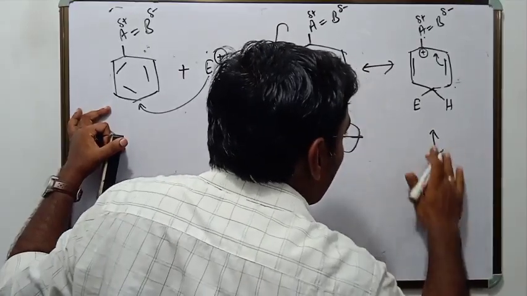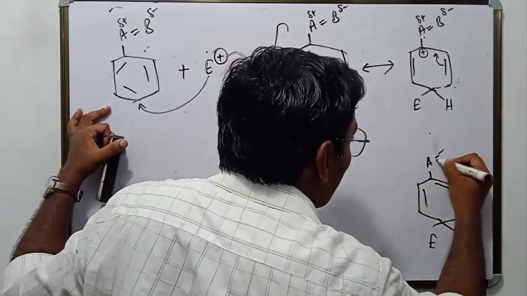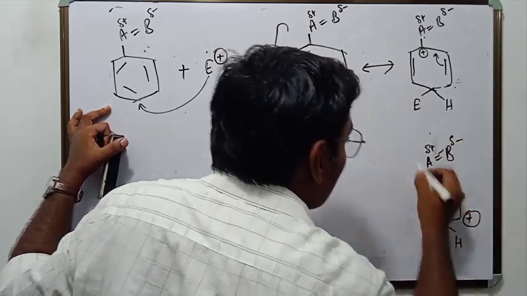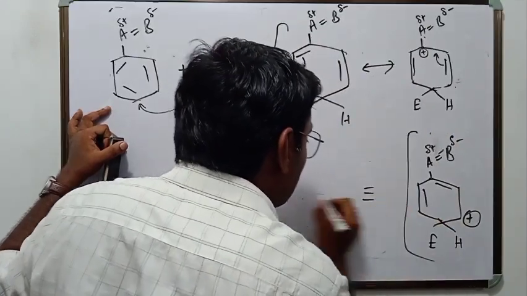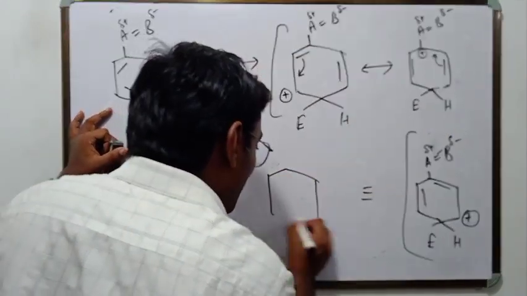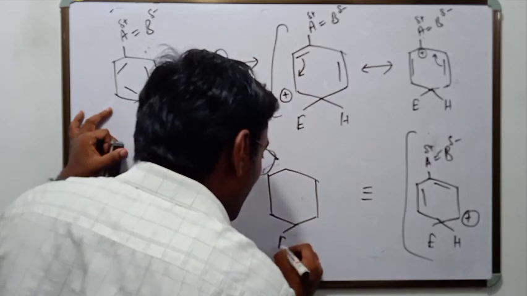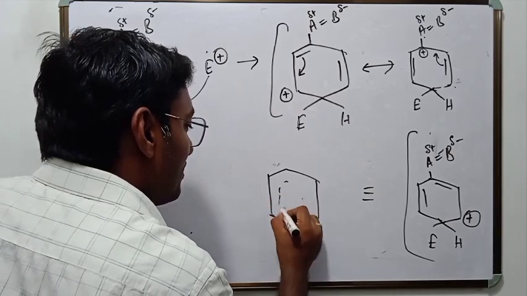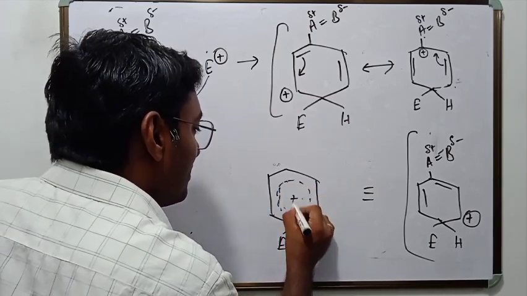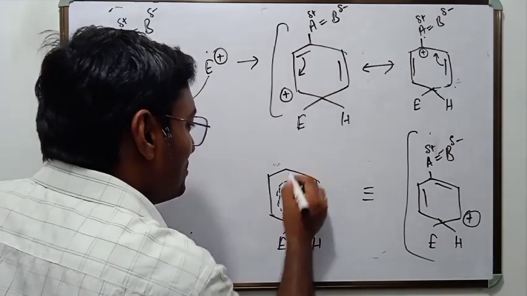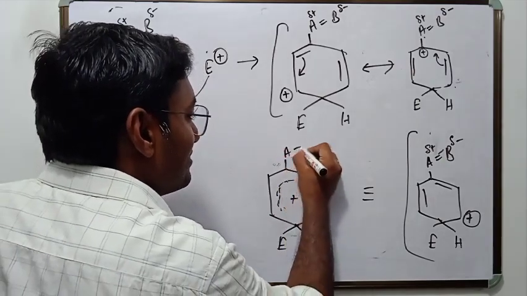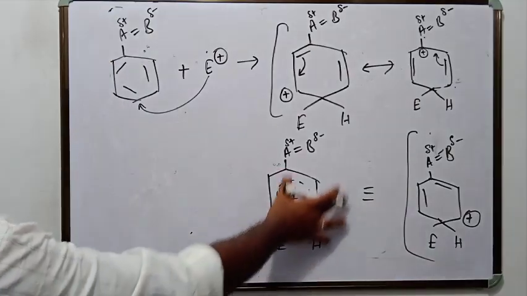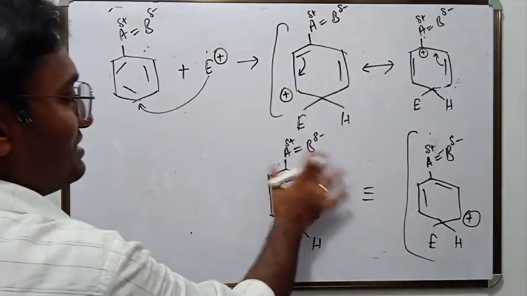Let me rub this as I have to draw. The positive sign would come here in the third structure. Let me draw the resonance hybrid also. Positive sign everywhere except this position, and here is. Now this is the correct structure, that is a combination of all these structures. This is the resonance hybrid structure.